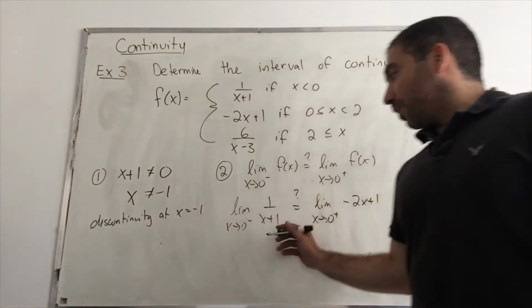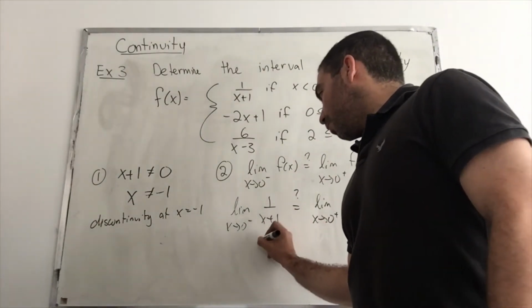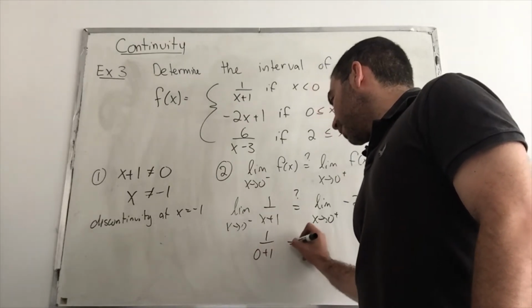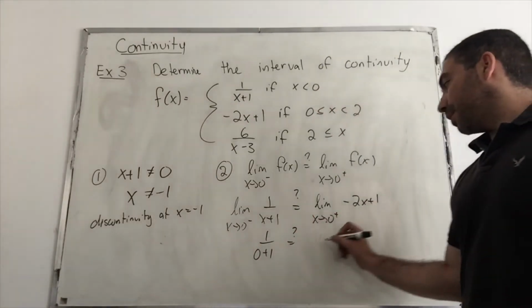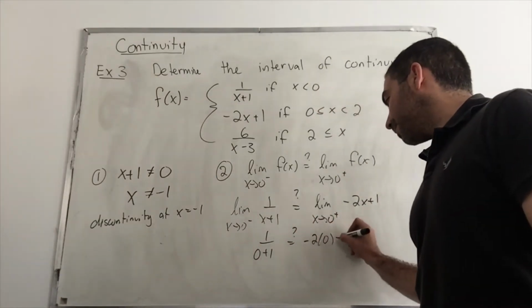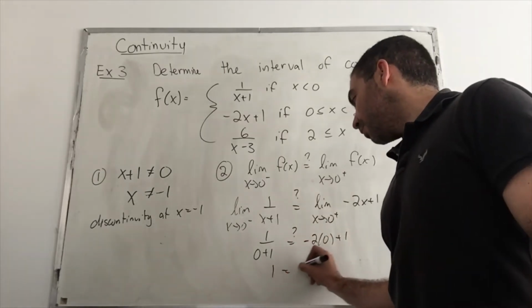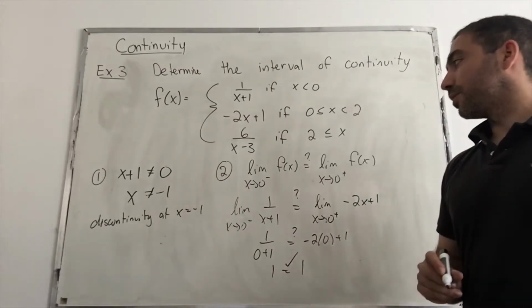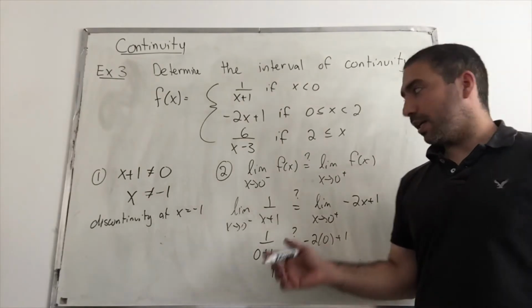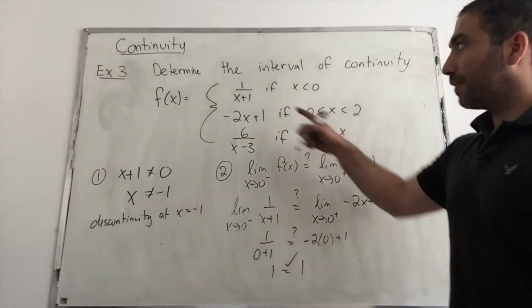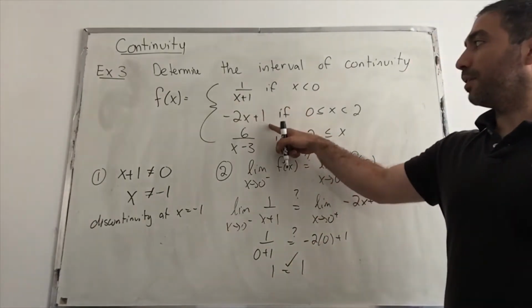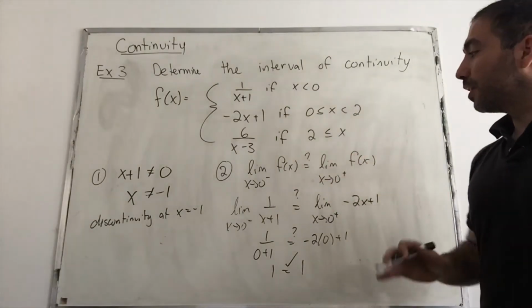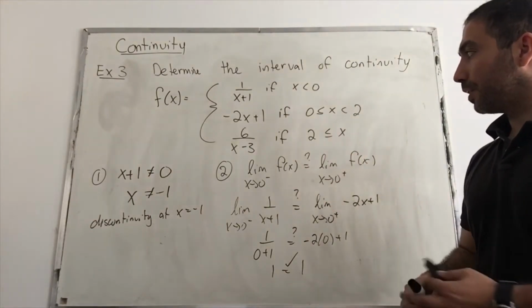So now we substitute our limit, we replace our x's with 0, we get 1 over 0 plus 1. Is that equal to, and we replace the limit here, negative 2 times 0 plus 1. This gives us 1. Is that equal to 1? Yes. So there's no discontinuity at this value here. So the left-sided limit, when it ends, this one begins at the same moment. So we're good. There's no discontinuity.